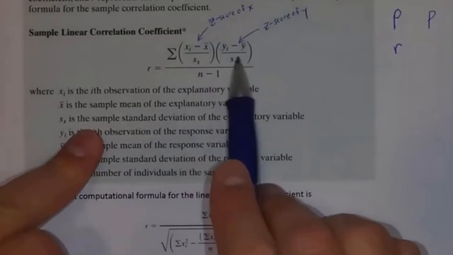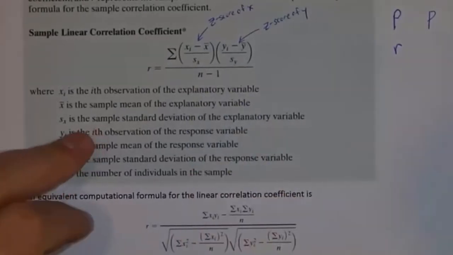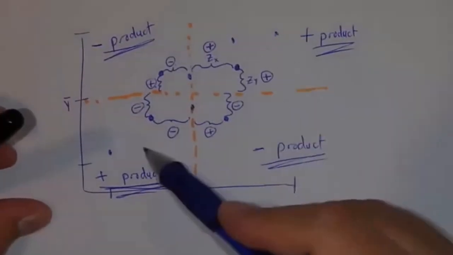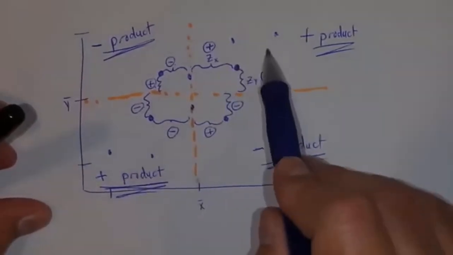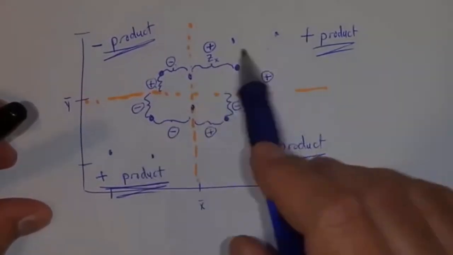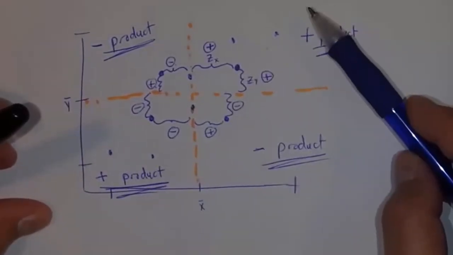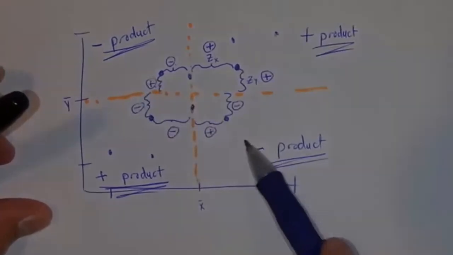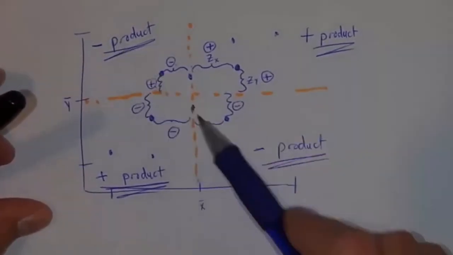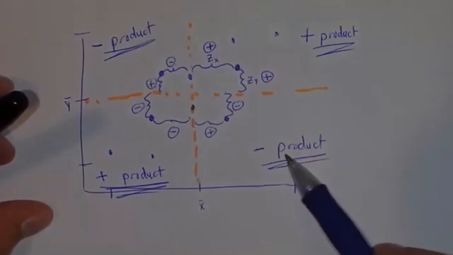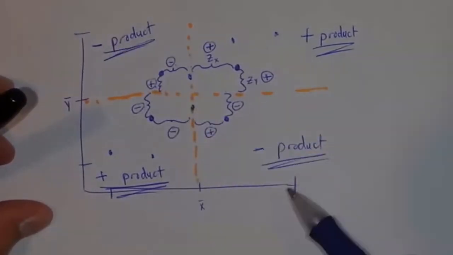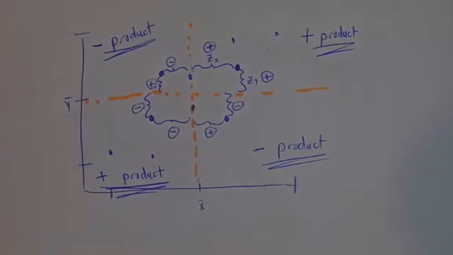So when I find all of these products and add them up, if most of the points are down here and up here, then there'll be more positives than negatives, and I'm going to get a positive correlation coefficient. If most of the points are up here or down here, then there would be more negatives than positives, and so I would end up with a negative correlation coefficient. So that's indicating whether I have a positive association or a negative association between the two variables.